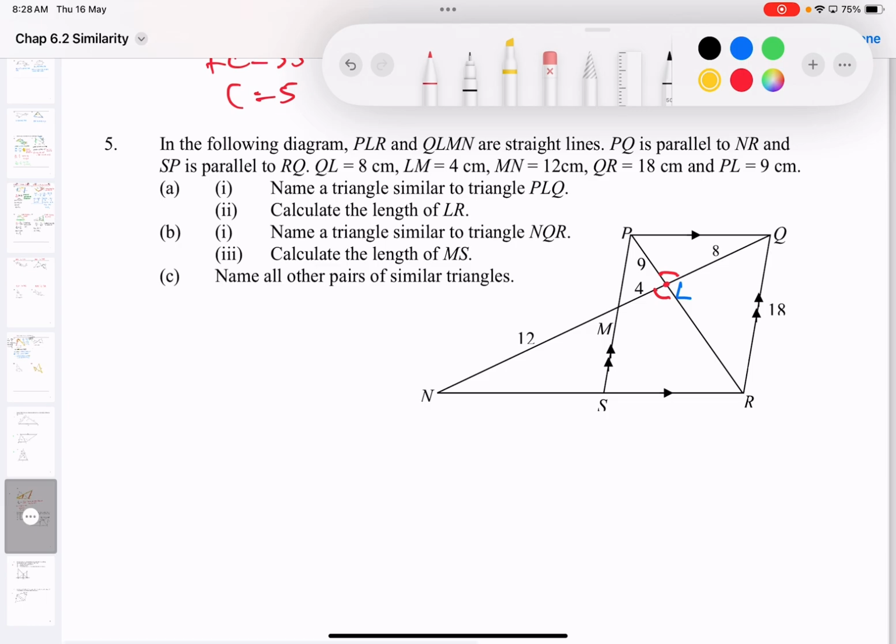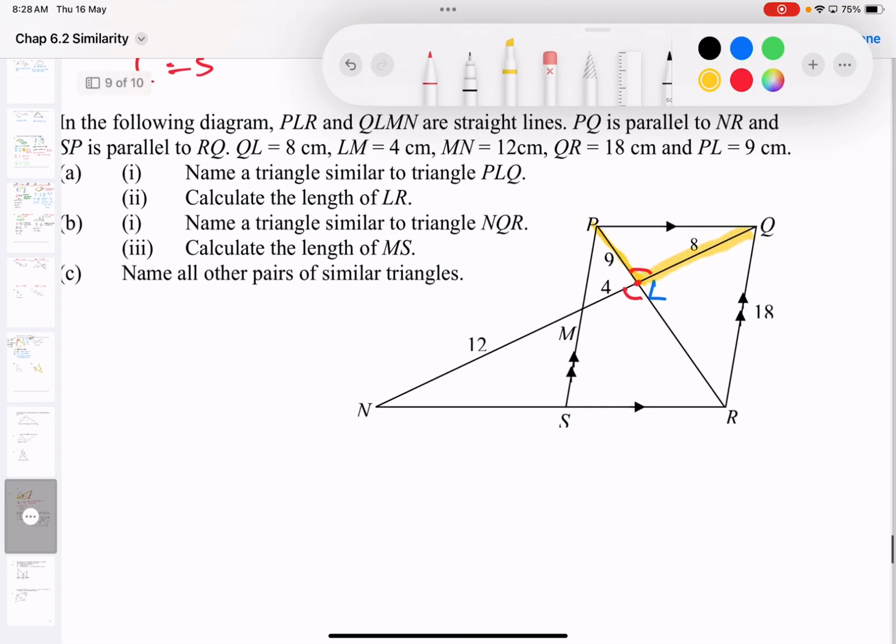So triangle PLQ, where are you? Let's see. So this triangle over here, they want us to name a triangle that is similar to it. Immediately, when I look at this, most of you by now should roughly know that this triangle is similar to which triangle? The triangle at the bottom, right? But the way we reference the vertices is very important. The way that we say that this triangle is similar to this triangle must follow a particular order.